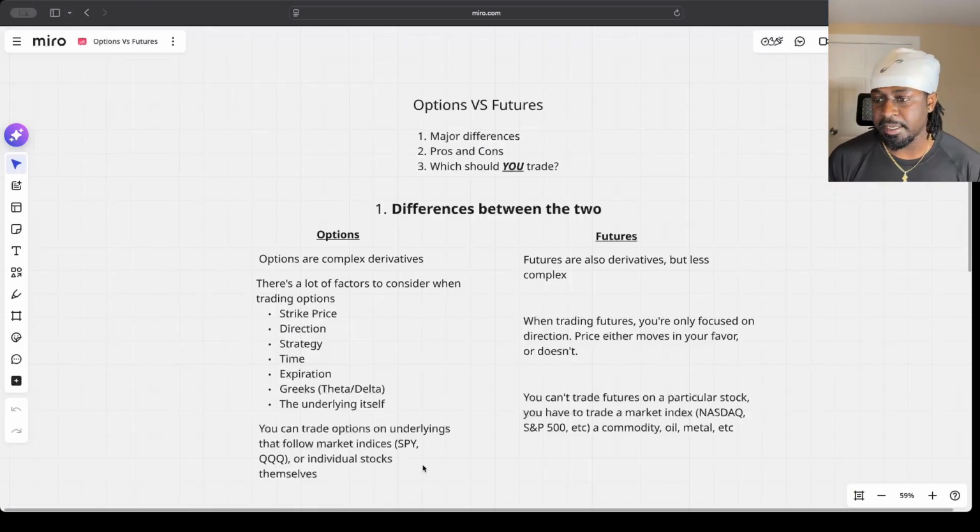So you can't trade futures on a particular stock, right? There's no Apple futures, there's no Tesla futures. Maybe one day there might be, but as of right now, 2026, January 5th, there's not. All right, you have to trade futures on a market index, which is going to be Nasdaq or NQ, S&P 500 or ES, or like a commodity, could be oil, could be a metal like gold or silver, etc.